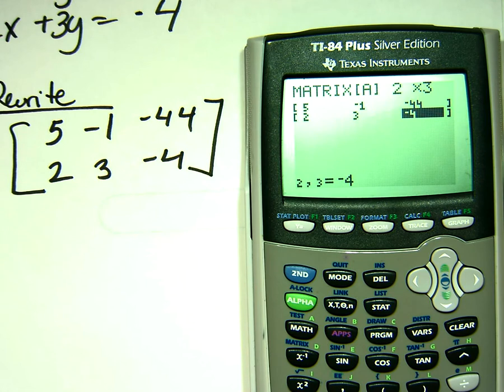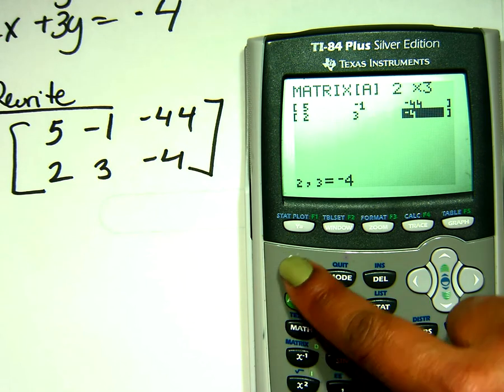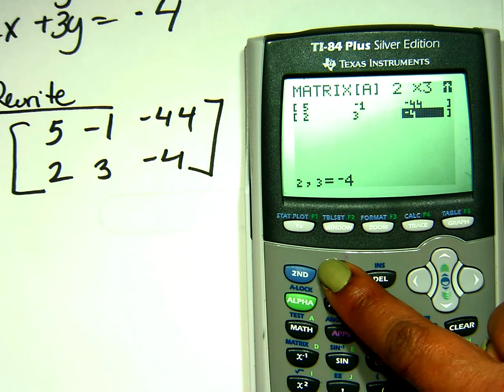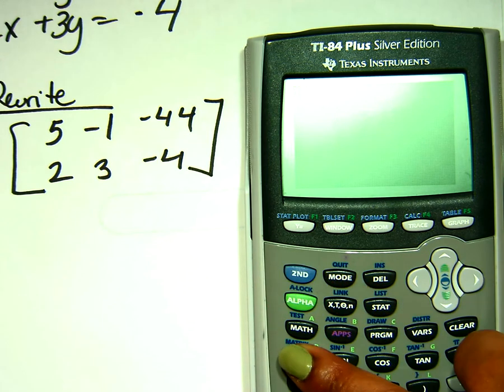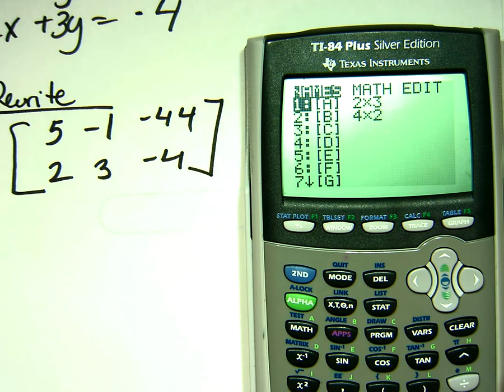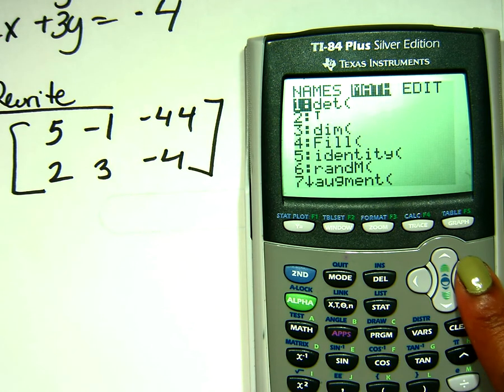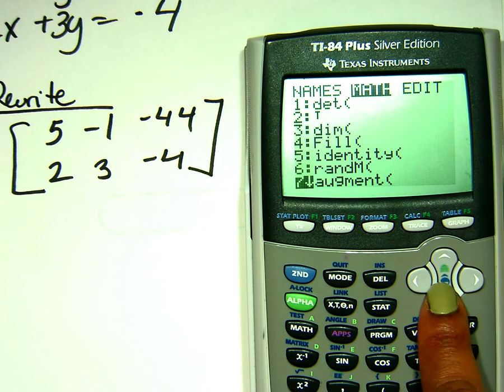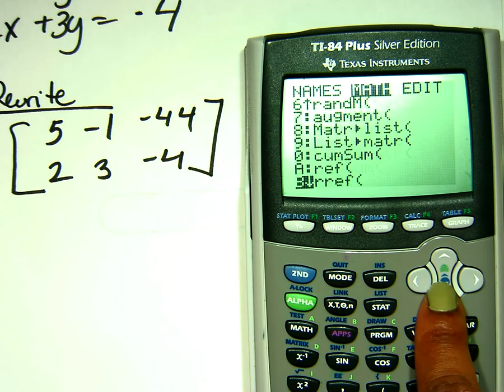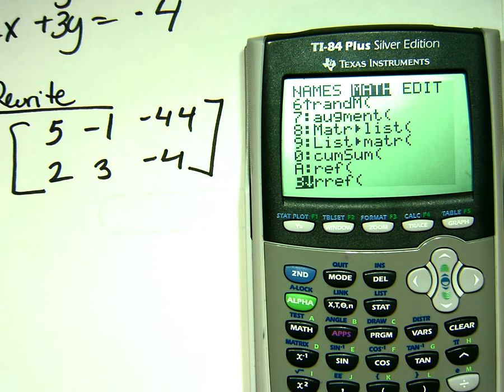Once we have completed that step, hit your second key, then mode. Hit your second key and matrix again. So that's the 4th key under your second key. Use your right arrow key. Go to math. Go all the way down using your down arrow key until you see RREF. Make sure it has 2 R's. That represents reduced row echelon form. Hit enter.